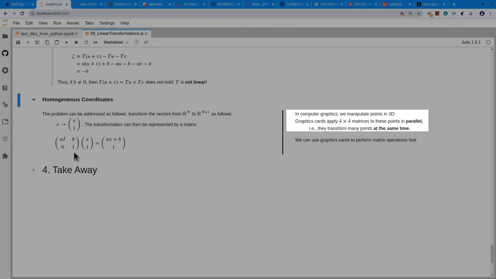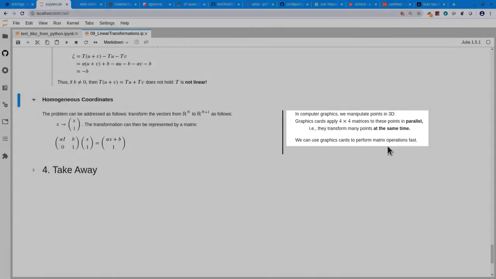And a matrix in 4 space is 4 by 4. So what we do when we transform an image, a projection of a scene in 3 space, is apply matrices of size 4 by 4 to our points in the image. Lots of them. Graphics cards can apply 4x4 matrices to each one of these points at the same time, in parallel. As a consequence, graphics cards turn out to be extremely good at doing matrix operations fast.